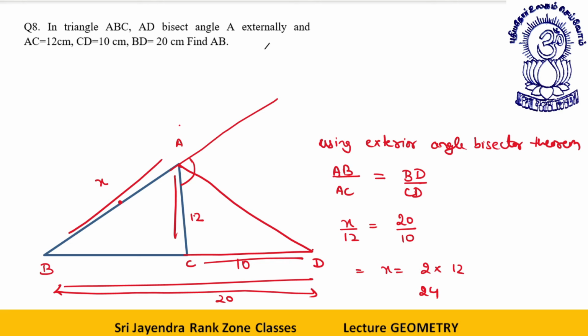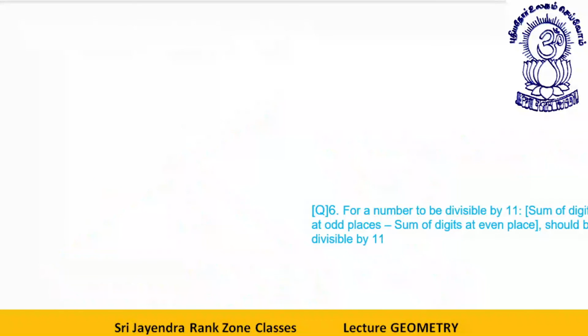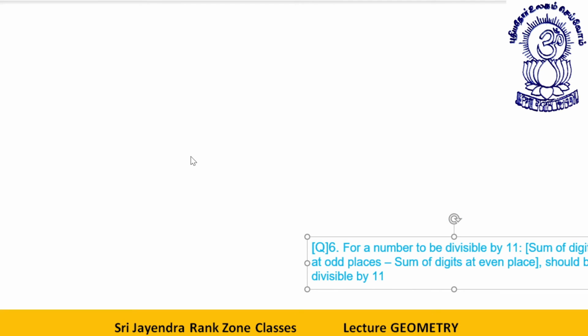Okay, let's take the next one. I think I should start with the next type of question. This theorem we have done. Now the next question is based upon angle bisector and median altitude rule. See, very good type of question. And finally, I will tell you a shortcut for that, which you are going to love.